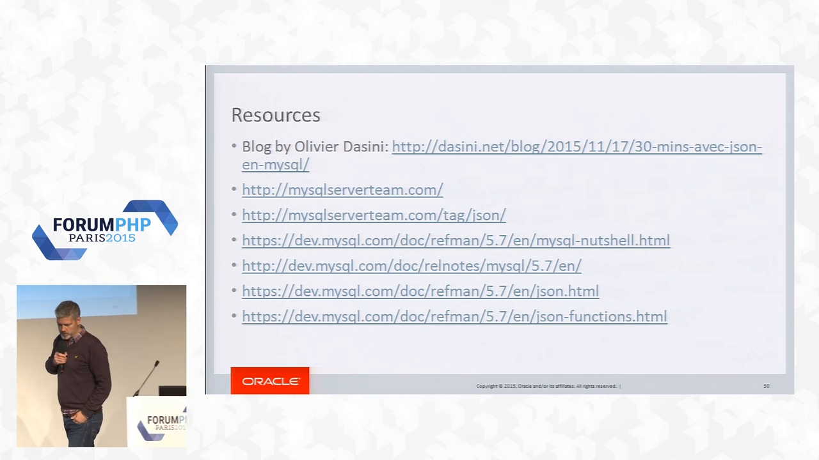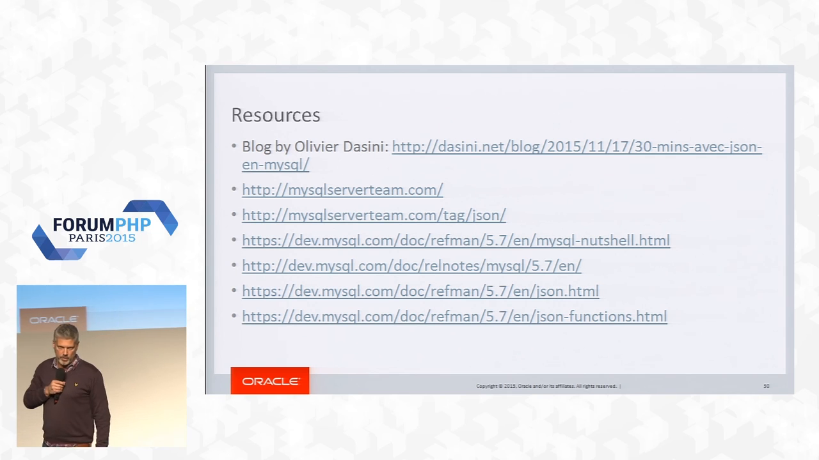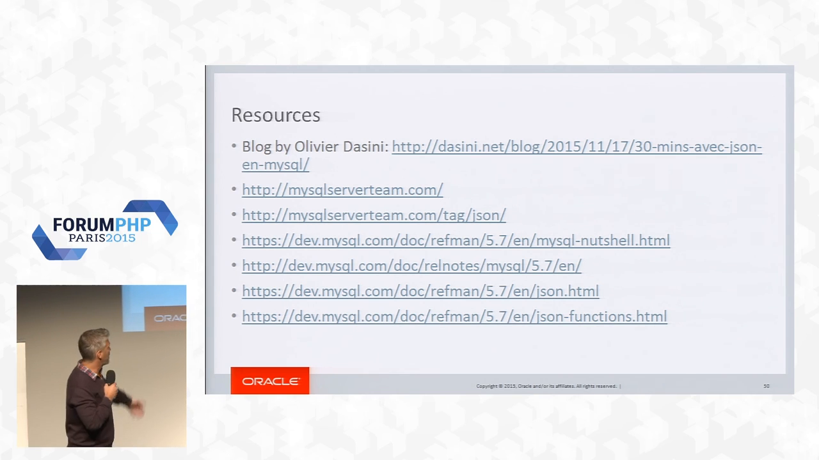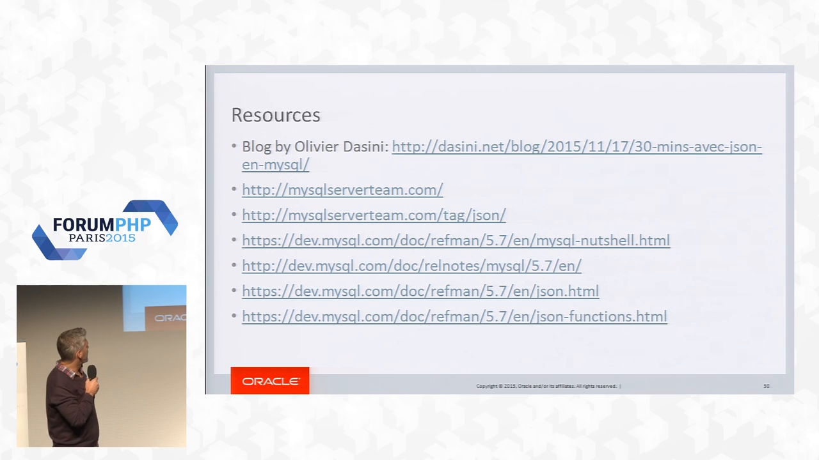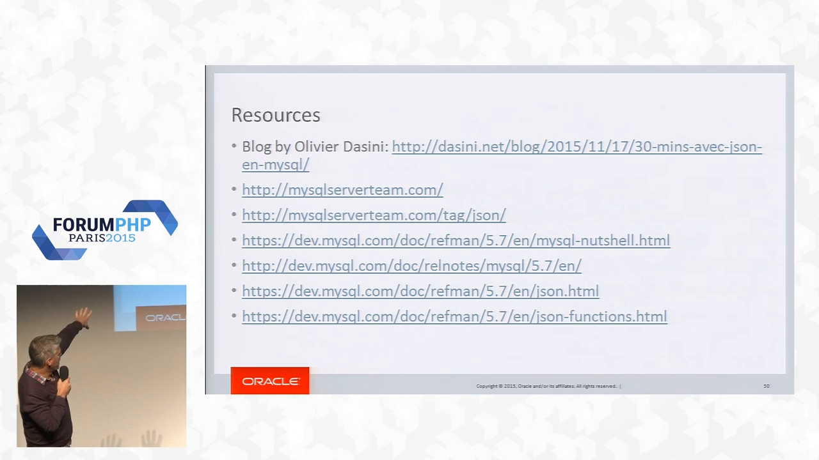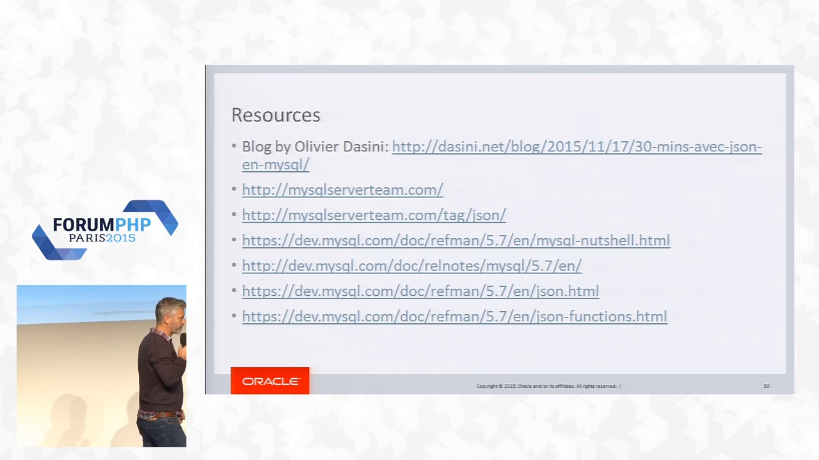There are tons of blogs where you can read more, together with our reference manual, of course. So we have Olivier here, who's written an excellent blog around using JSON in French. Normally our blogs come out in English. So we have, with the server team blog, tons of stuff on JSON. And of course in the reference manual, there is lots of information that I encourage you to dig into.